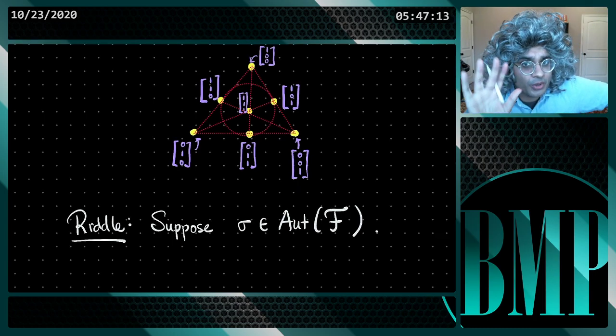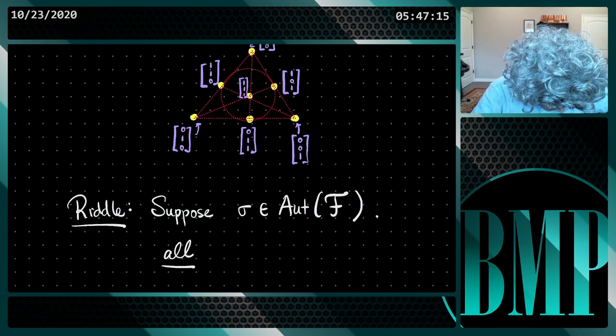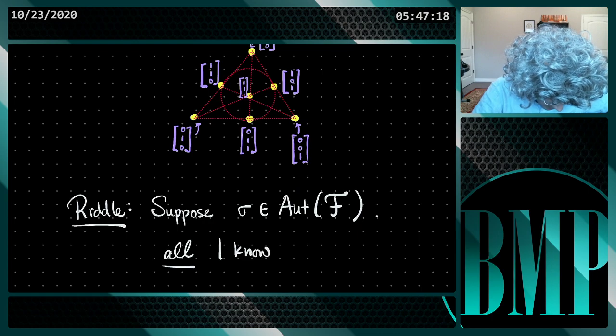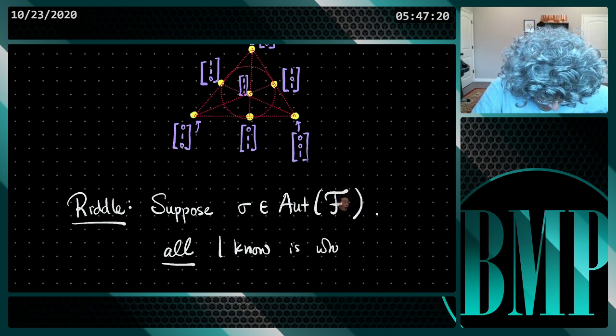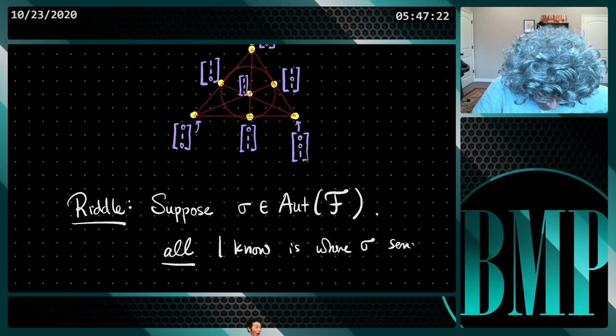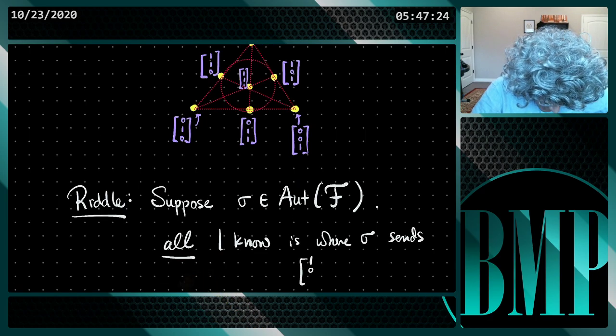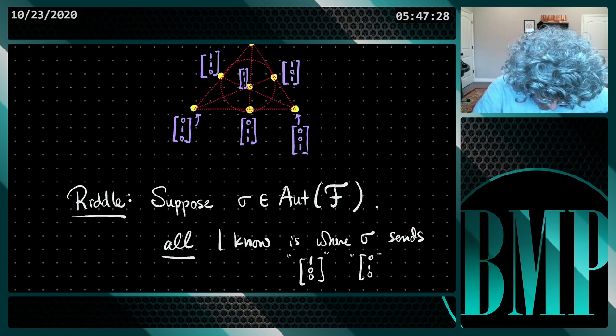And all I know is where sigma sends 1,0,0, 0,1,0, and 0,0,1.